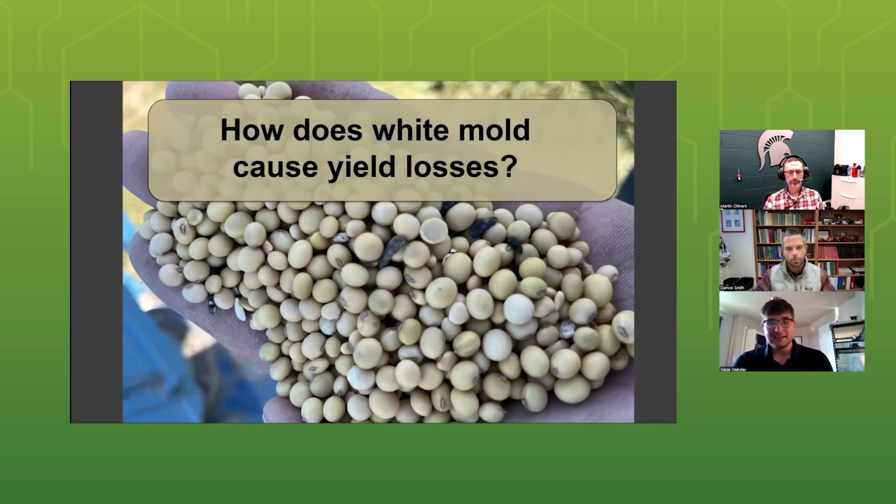Now that we understand kind of the biology and the disease cycle of how this pathogen, this fungus, is able to infect into soybeans, how exactly is this causing yield loss? You guys have any comments here? Yield losses issues that you've seen? Why is it not linear, Wade?